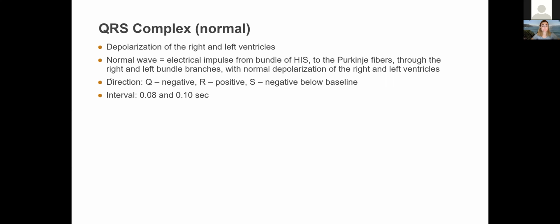The direction for Q is negative, moving downward. Then the R is that spike that you see moving extremely high in the positive direction. And S is when it goes right back down to baseline levels. The interval lasts about 0.08 seconds, or on the higher end, 0.1 seconds.